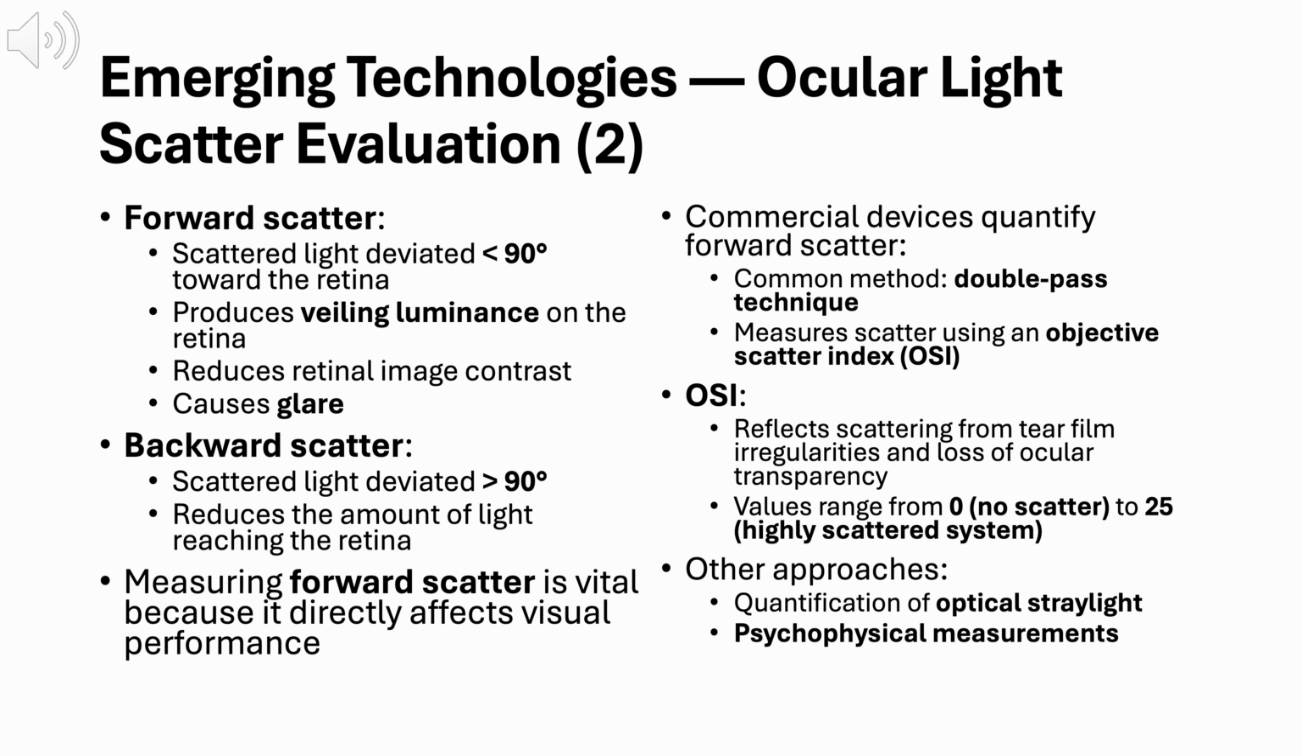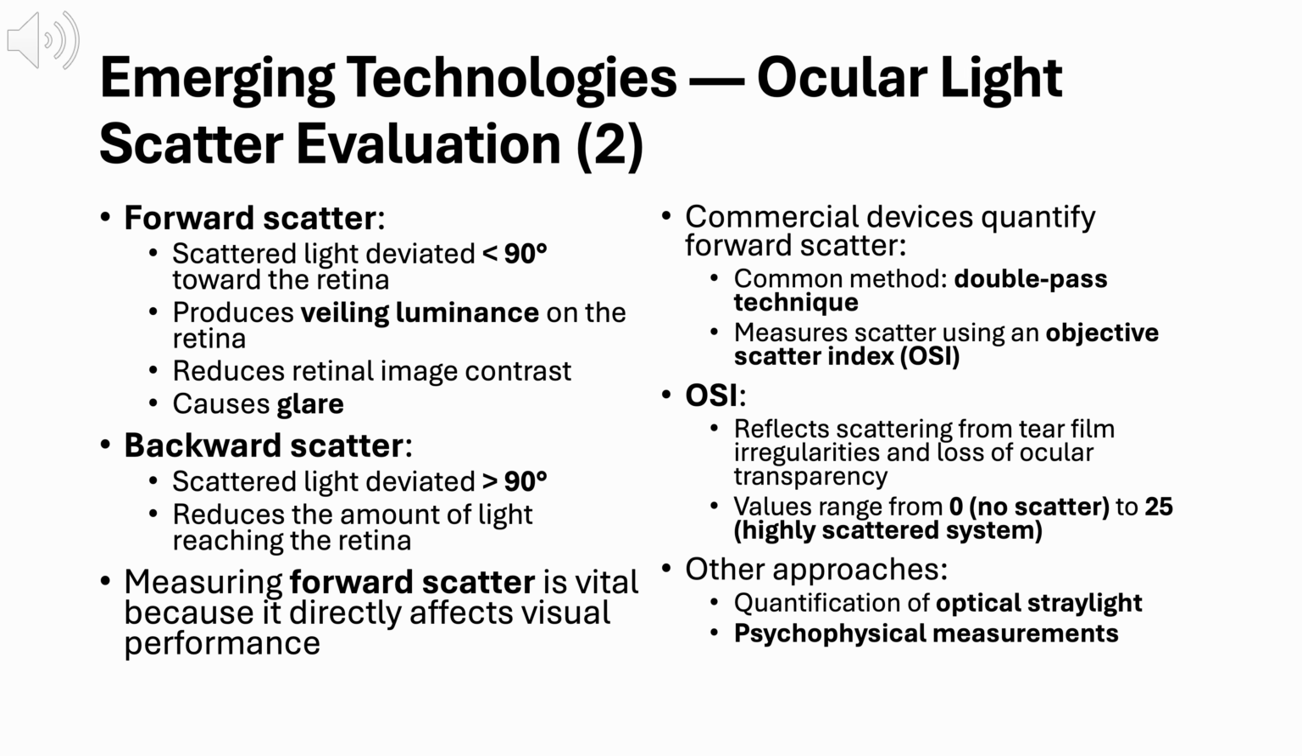Now, let's distinguish forward from backward scatter, because clinically they matter very differently. Forward scatter refers to light that is deviated less than 90 degrees toward the retina. This creates a veiling luminance over the retinal image, which reduces contrast and is a major driver of glare symptoms, especially at night. This is the type of scatter patients actually perceive.